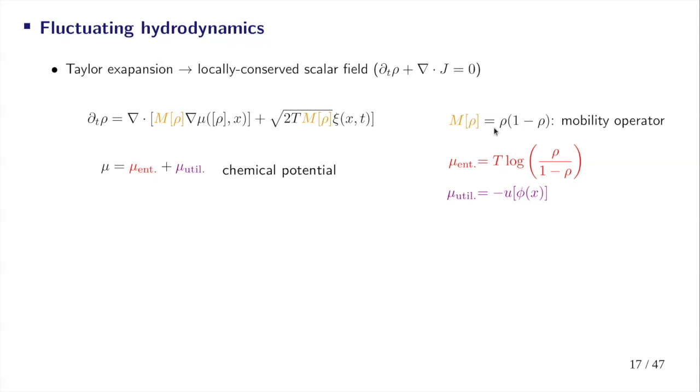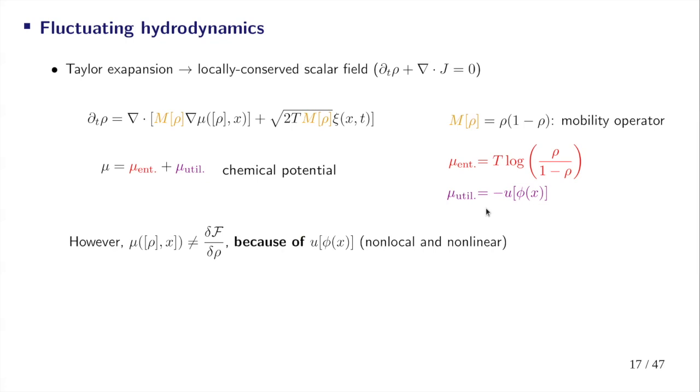So if you don't allow the people to overlap, the natural mobility that comes in is this one, rho times 1 minus rho, and mu, the chemical potential. So here is the flux, the total flux, or the deterministic flux of your equation. This is the mobility times the gradient of the chemical potential. And the chemical potential is a sum of two terms, an entropic term and a utility term that is related to the interactions between your socioeconomic agents.